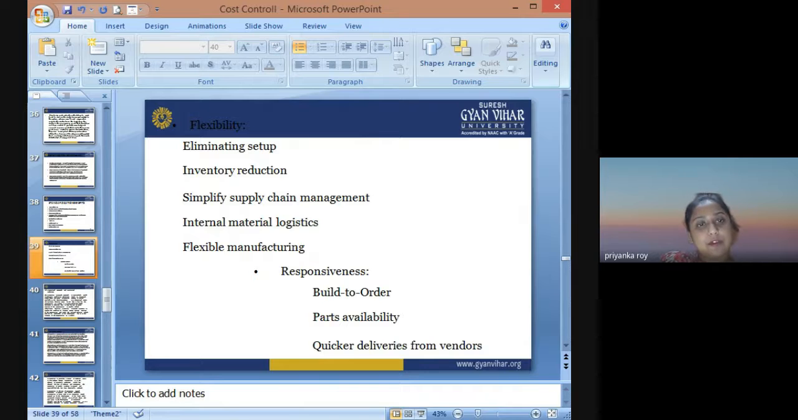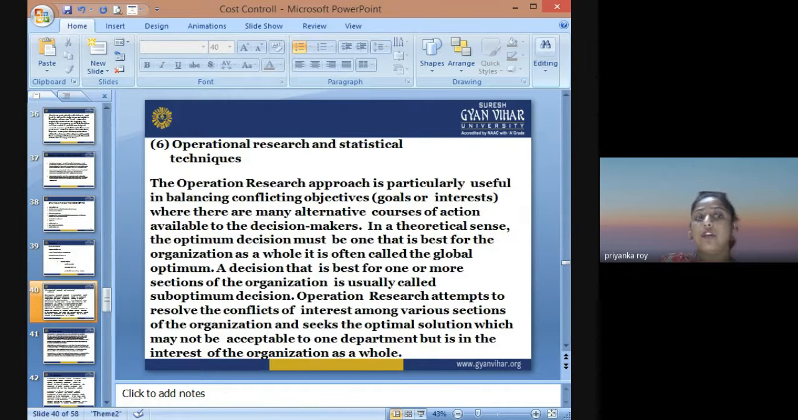estimation, setup and inventory reduction, simply supply chain management and internal material logistics, flexible manufacturing and responsive build-to-order parts, available with quicker delivery from a vendor, and all these things are part of flexibility.